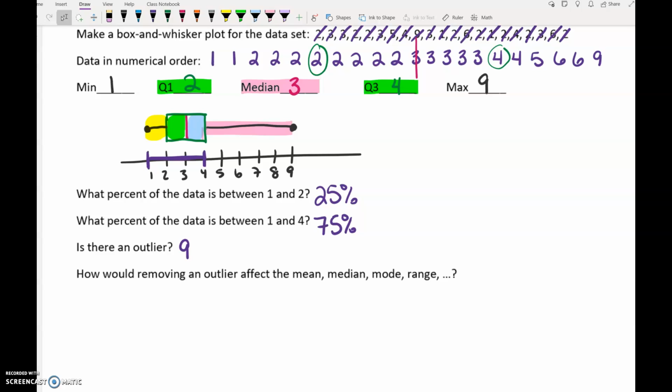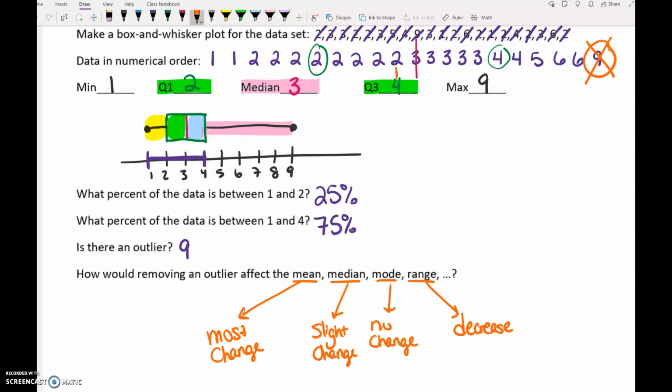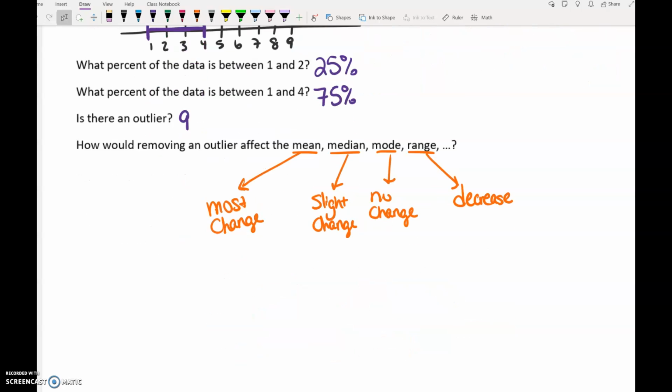But if I took this, where's my orange? So imagine that we took that 9 and removed it. How would it affect each of these values? So take a moment and think about that. Of these, the mean would have the biggest change, the range would definitely decrease, the mode would not change, and the median would only change a little bit because it would shift just one number either left or right.